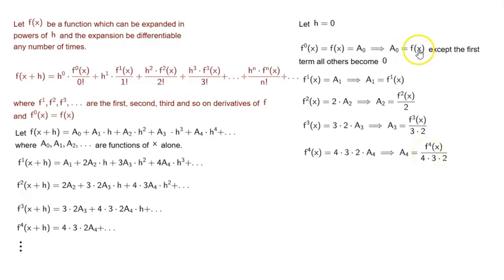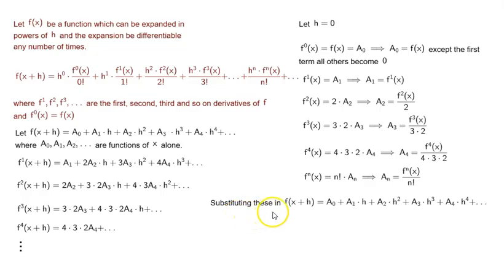What about this? A naught is equal to f of x. That also can be written as f of x by 1. But in this case, we can write it as 0 factorial, because 0 factorial is also defined as 1. So our general derivative becomes fn of x is equal to n factorial times an, which implies an is equal to fn of x by n factorial.